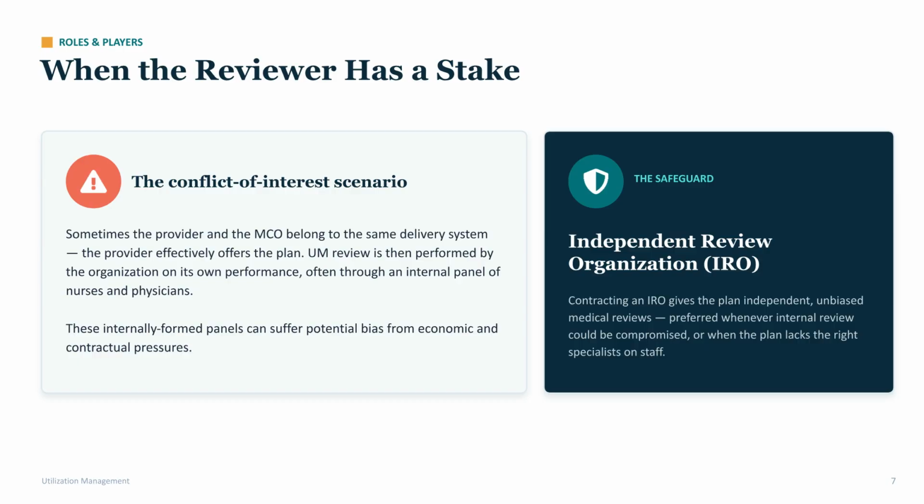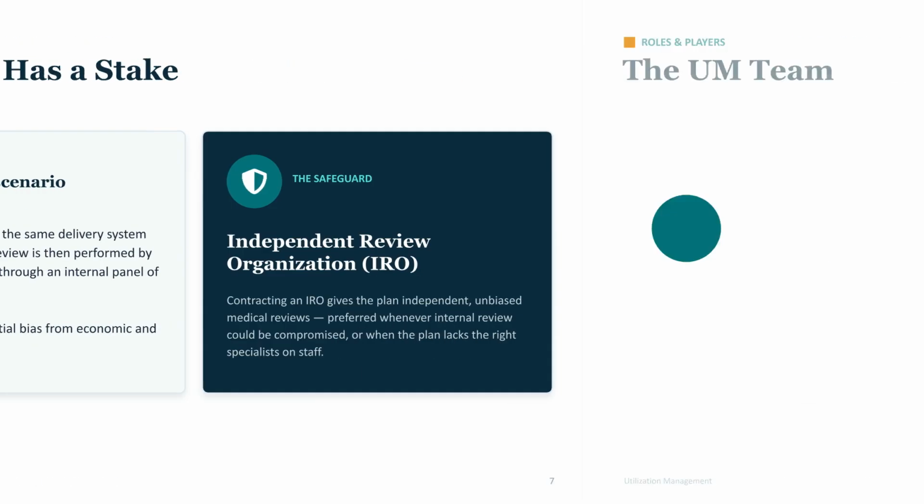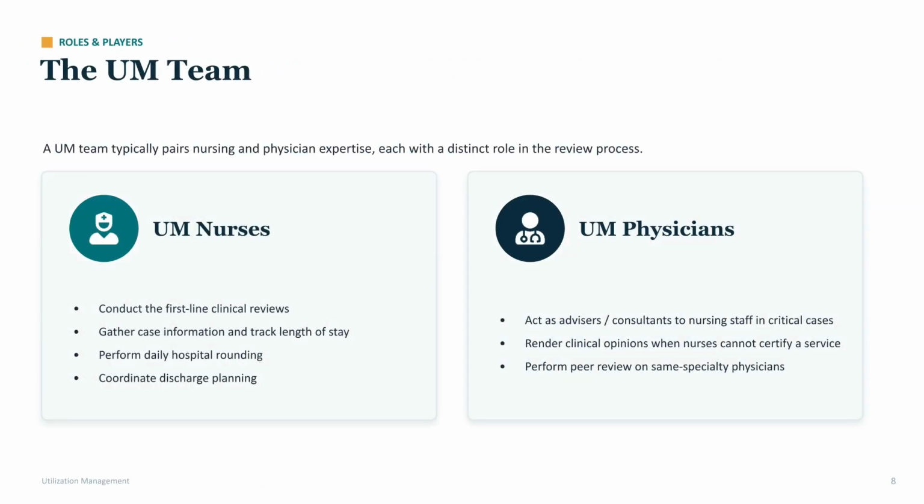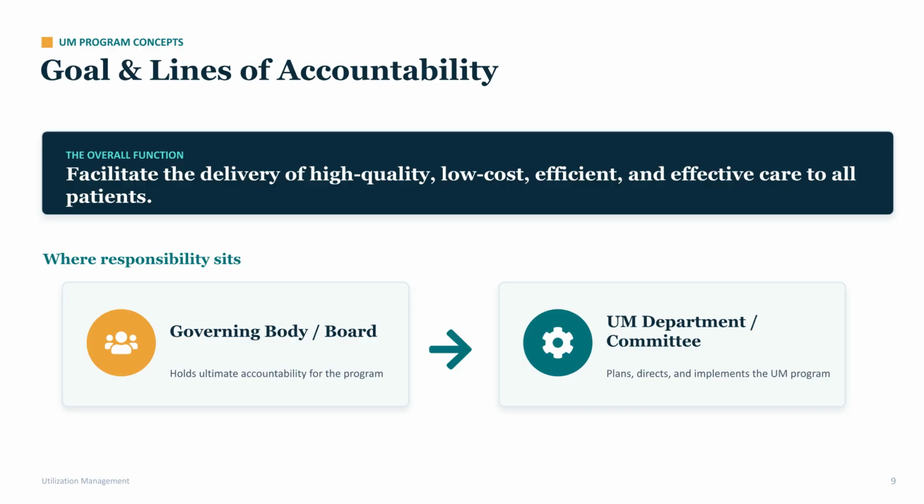When a reviewer has a stake in the outcome, such as when an organization reviews its own performance, conflicts of interest can arise. Independent review organizations act as a vital safeguard against potential bias. The team pairs nursing and physician expertise. Nurses perform first-line reviews and discharge planning, while physicians provide clinical opinions and peer reviews for complex or disputed cases. Accountability is a top-down process.